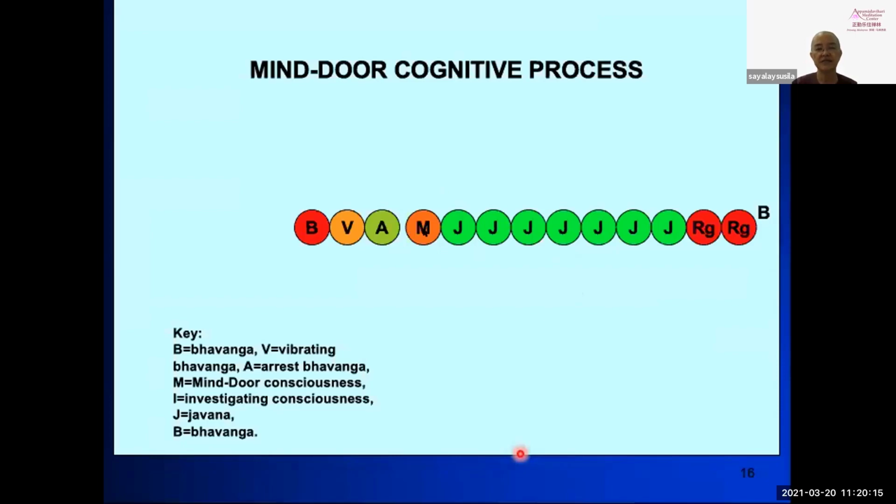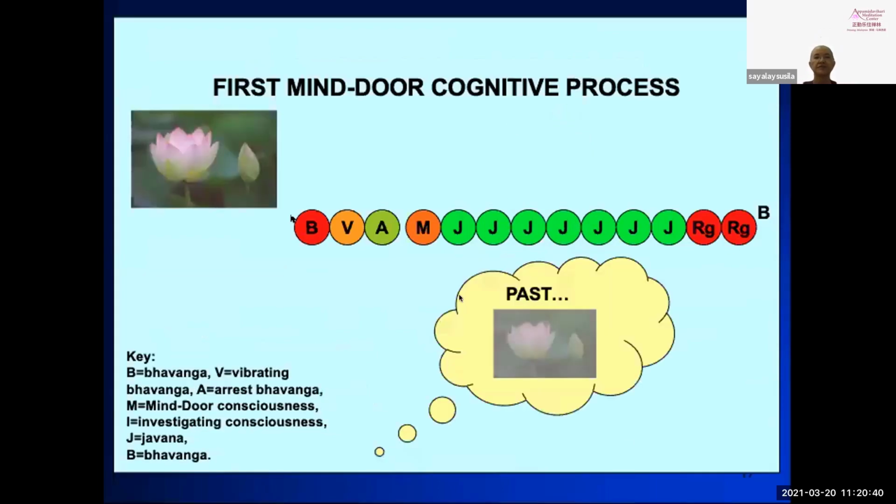So after the mind door averting consciousness averts to the object, then 7 javana, the same 7 javana, then registration, 2 registrations. So you can see the mind door cognitive process is different from the sense door cognitive process. This is the introduction only, the introduction to the mind door cognitive process. Now we come to the first mind door cognitive process.